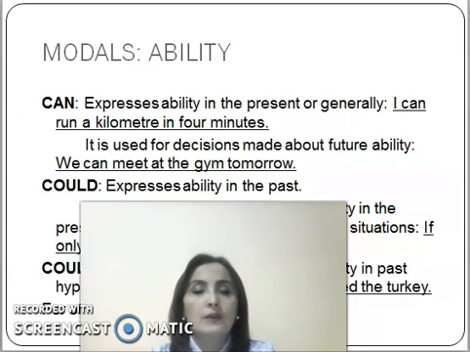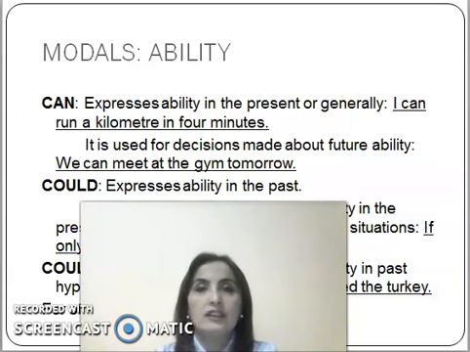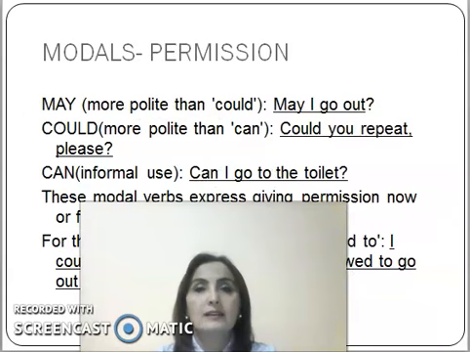The next modal of ability is "could", which expresses ability in the past. In sentences with "if only", it expresses ability in the present, future, and in general, hypothetical situations. If only you could come. "Could have" plus past participle expresses ability in past hypothetical situations. I could have roasted the turkey. For other tenses, "be able to" plus infinitive is usually used to express this meaning.